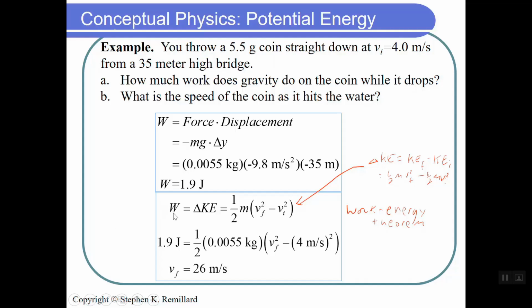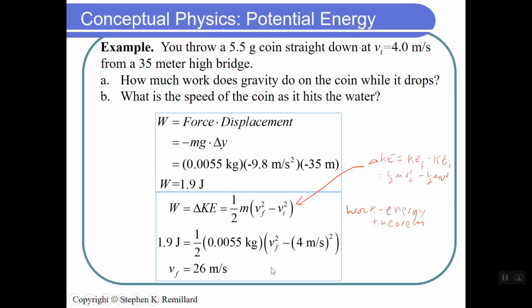So put in some numbers. The work done is 1.9 joules. Mass is 0.0055 kilograms. Initial velocity is given as 4 meters per second. And so we can find the final velocity. All these things are unknown. Make sure you can do the algebra here to calculate the final velocity from this expression. So you got to go 1.9 times 2 divided by 0.0055, add 4 squared, or 16, and then take the square root of all of that. Those are the operations on the calculator. Try it now. And you get a final velocity of 26 meters per second.